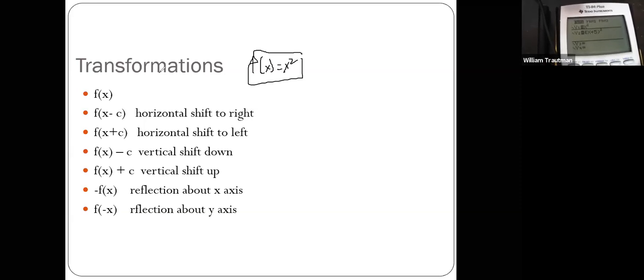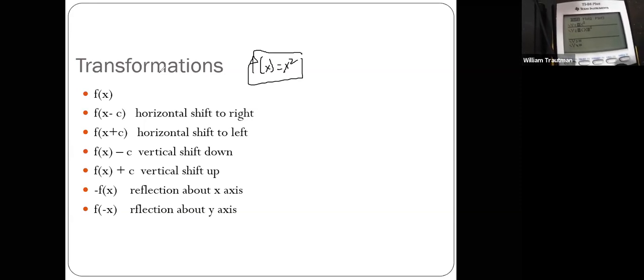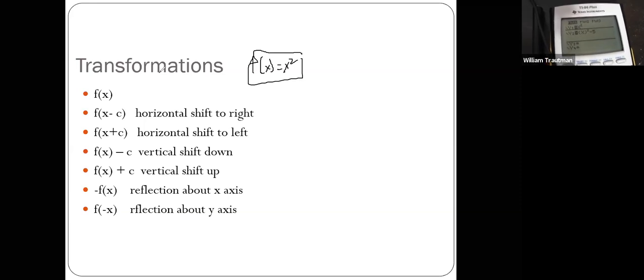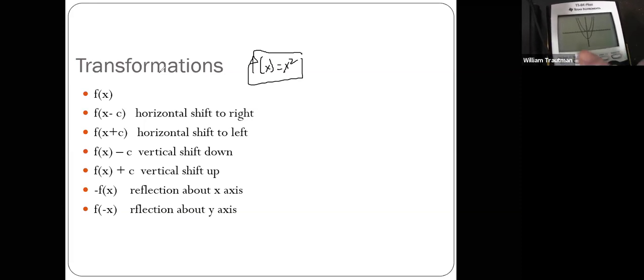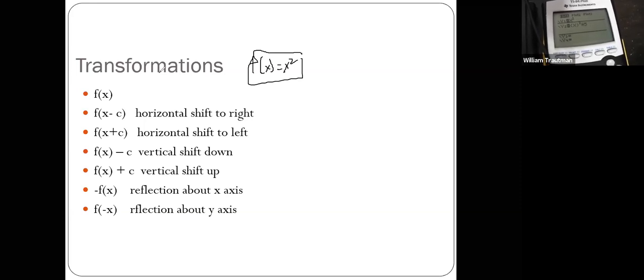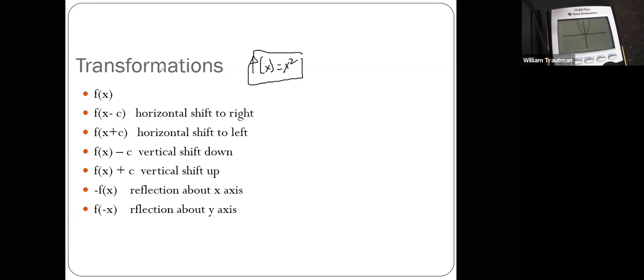So if you look down, vertical shift now, it's a -5, but the -5 is on the outside of the function. That -c is on the outside. So I'm going to do a -5 on the outside, and a -5 moves the graph. There's the original. A -5 moves the graph down 5 spots. And if I change that to a +5 on the outside, there's the original. A +5 moves the graph up. So a plus on the outside moves it up, a minus moves it down.